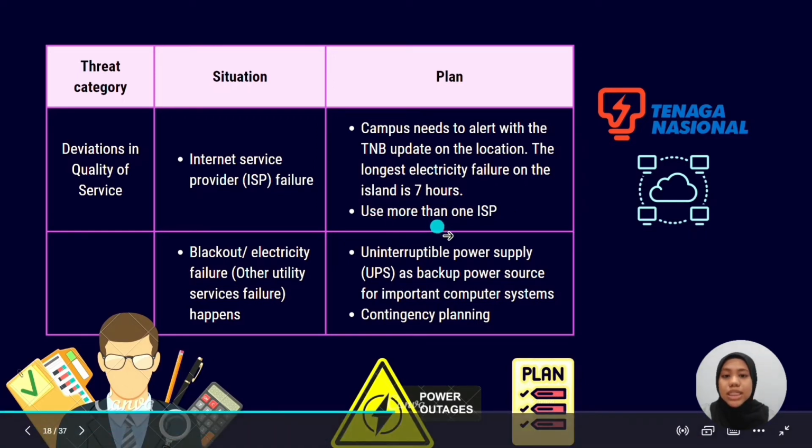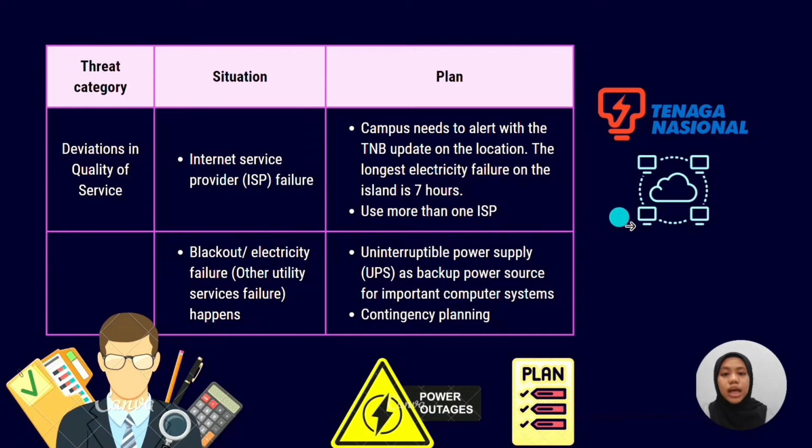Next, utility service failure such as blackout and power outage could happen. To counter this problem, use a UPS as backup power for the main computer system, and we also need contingency planning. To control all of these threats, the suitable blueprint security model will be discussed in the next part.